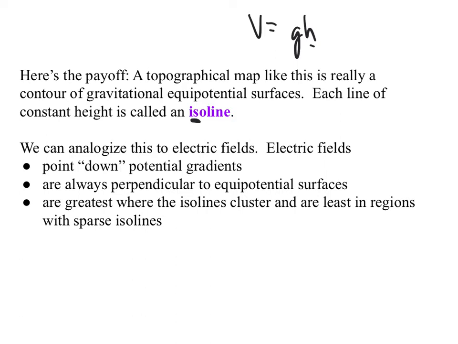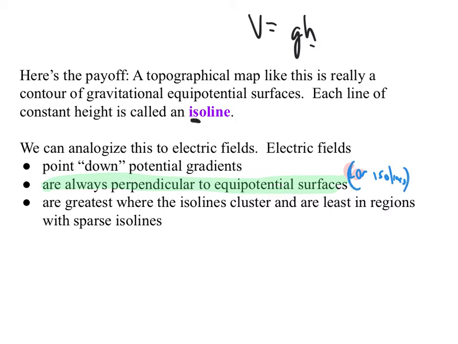We can analogize this to electric fields and say the following. Electric fields point down potential gradients. They point from regions of high potential to regions of low potential. They're always perpendicular to equipotential surfaces, and they're greatest when the isolines cluster and are least in regions with sparse isolines. By the way, let's talk a little bit about point 2 here. The electric fields are always perpendicular to equipotential surfaces or isolines.